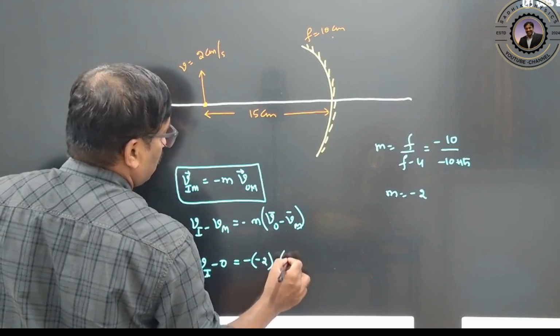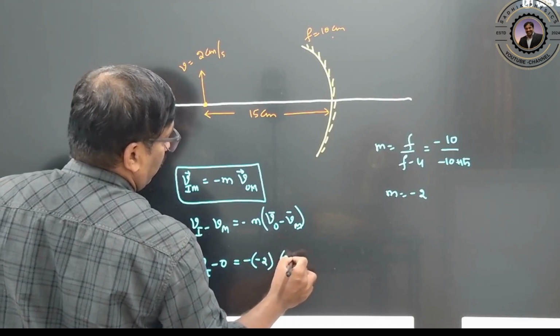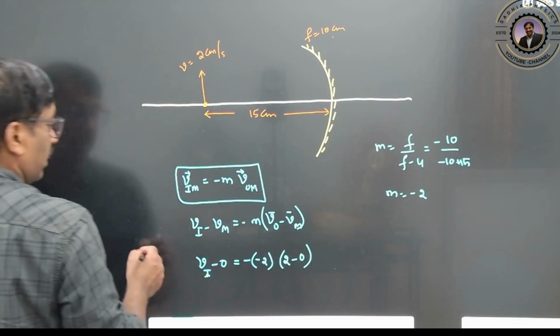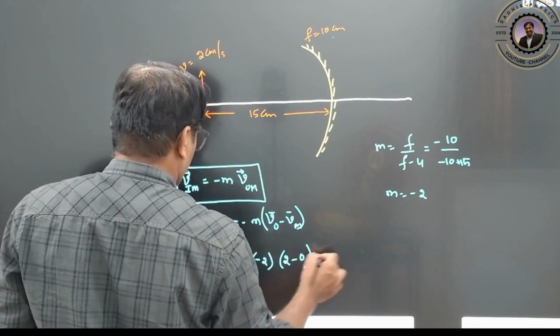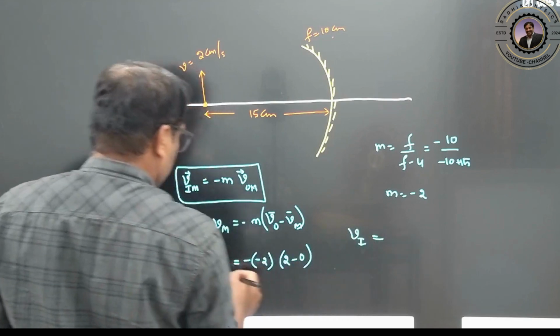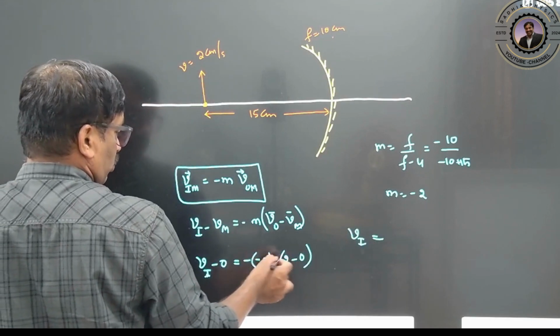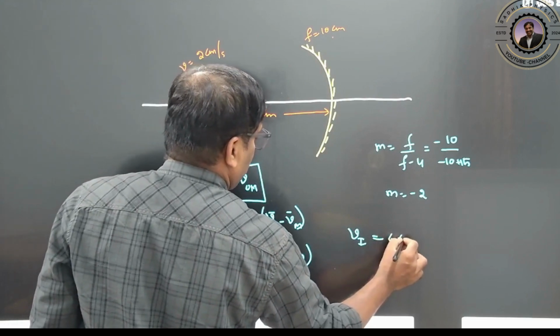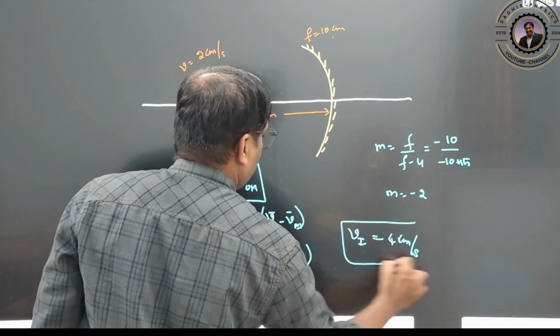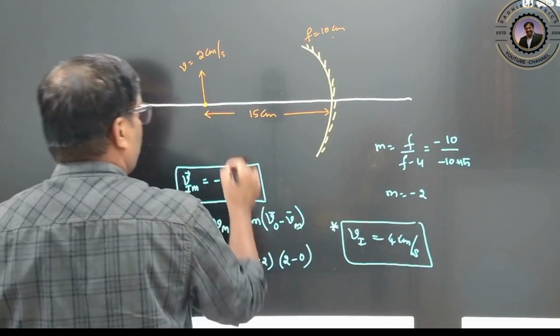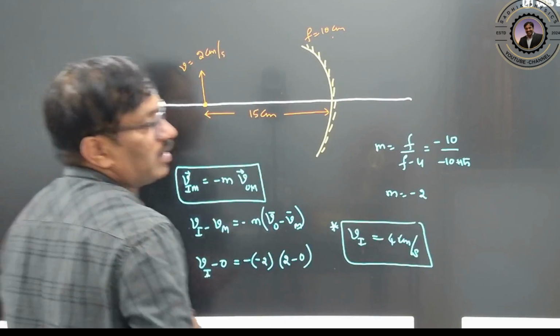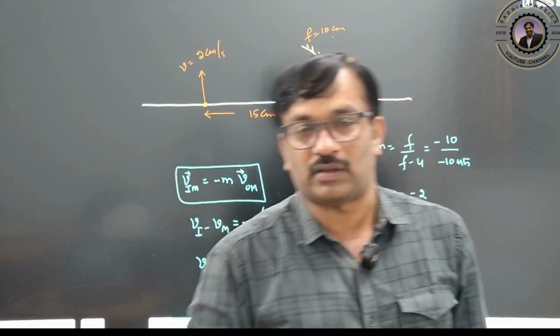Clear? Velocity of the object is 2 centimeter minus 0. Clear? So how much it will be now? Velocity of the image can be taken as 4 centimeters per second. In this way, the velocity of the image will go in this downward direction with a greater speed.